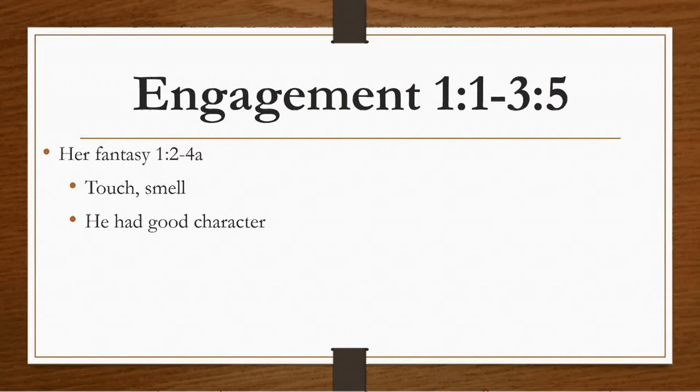But notice, she includes all of her senses here. She's wanting him to kiss her, the caresses, and then the fragrance of your perfume, so the smell. No wonder young women adore you, how people see you, and it's a whole package deal. And then she says specifically, your name is perfume poured out. This guy had a good character. Now, obviously, Song of Solomon is about love and that kind of stuff, but it's important to remember to be wise with who you love.